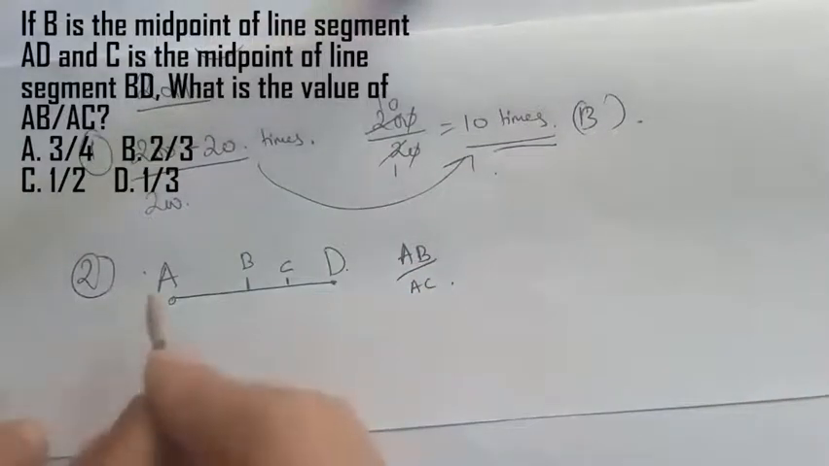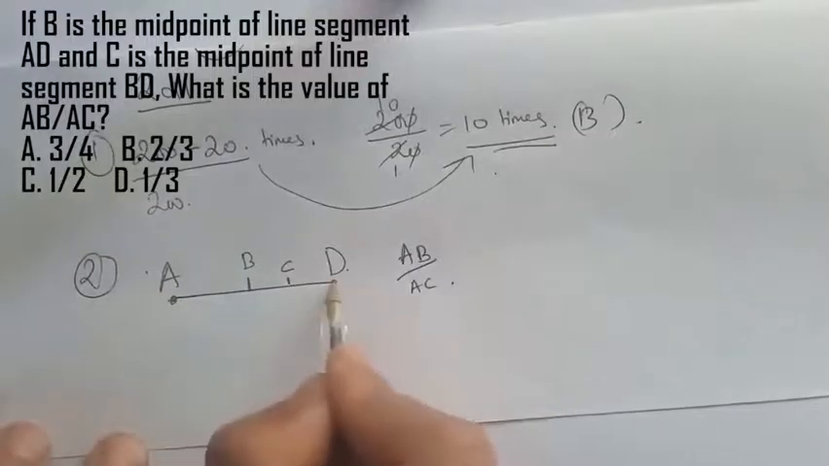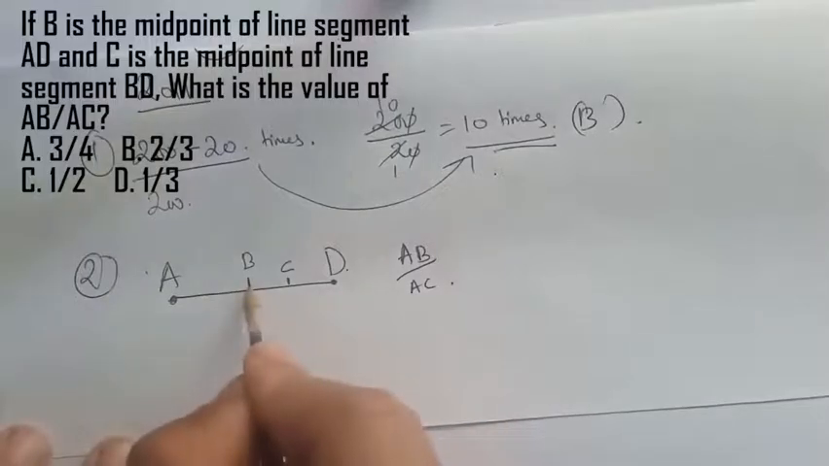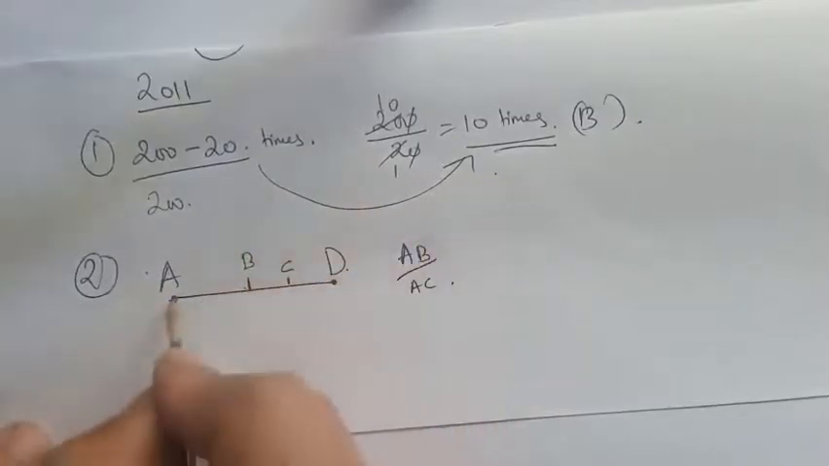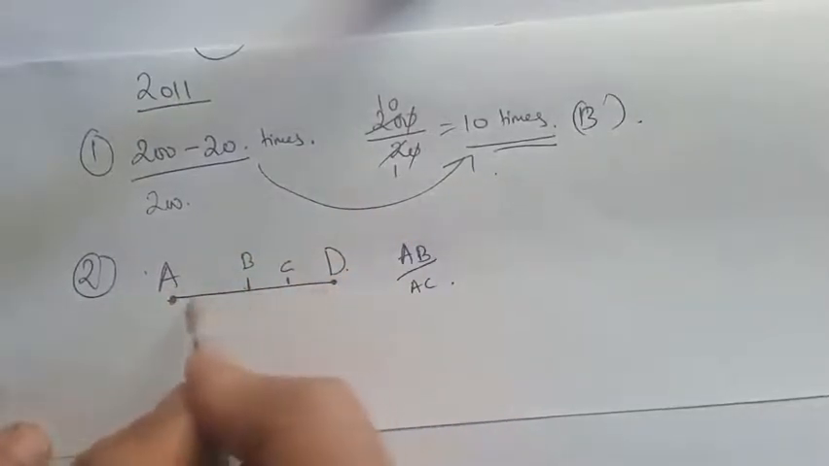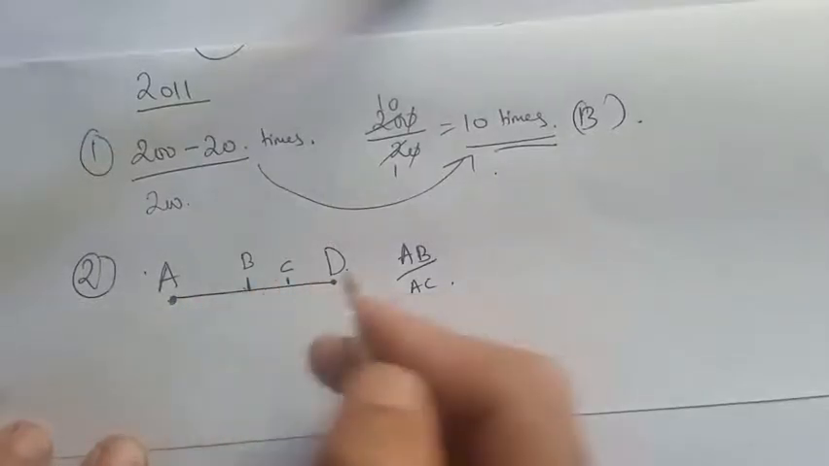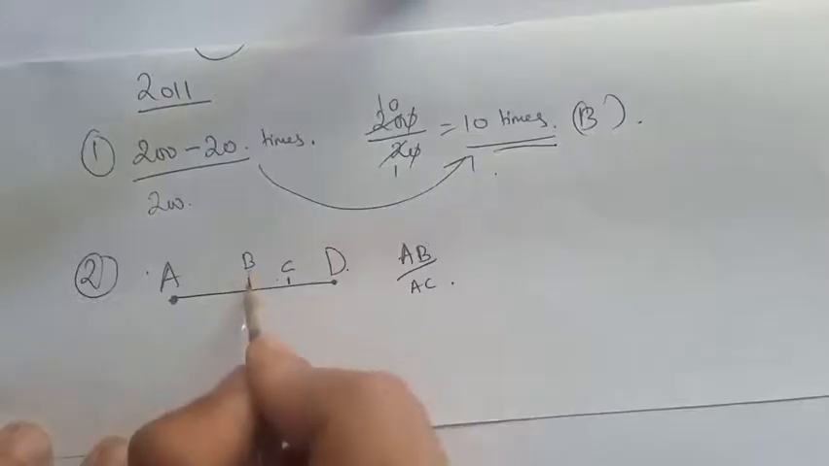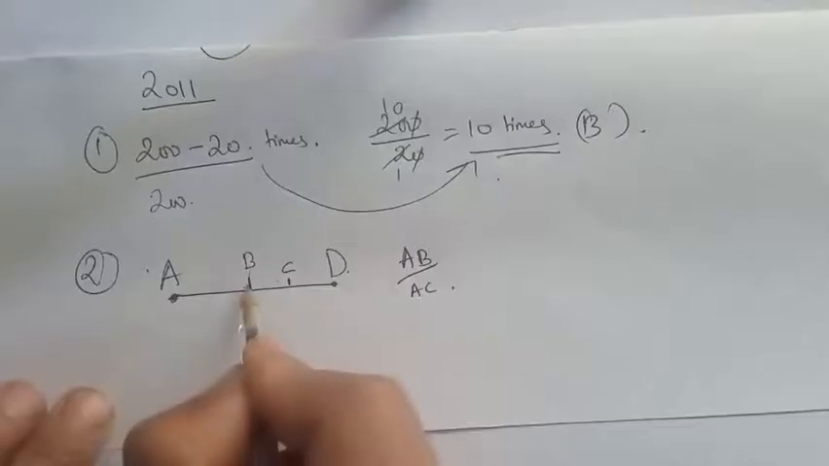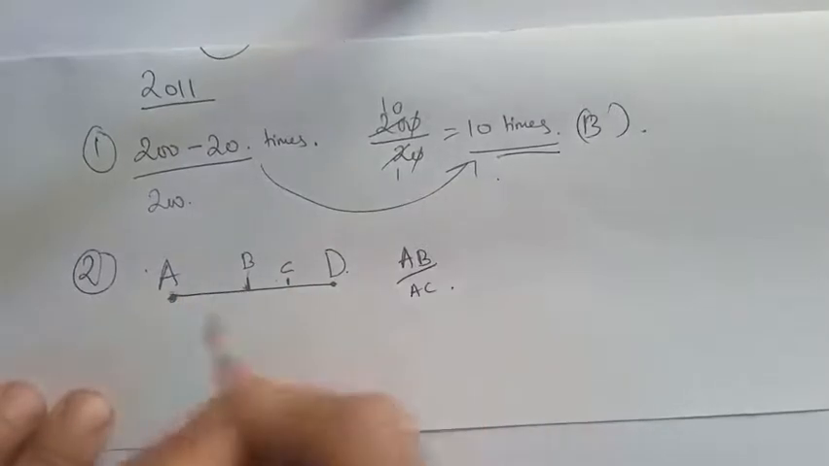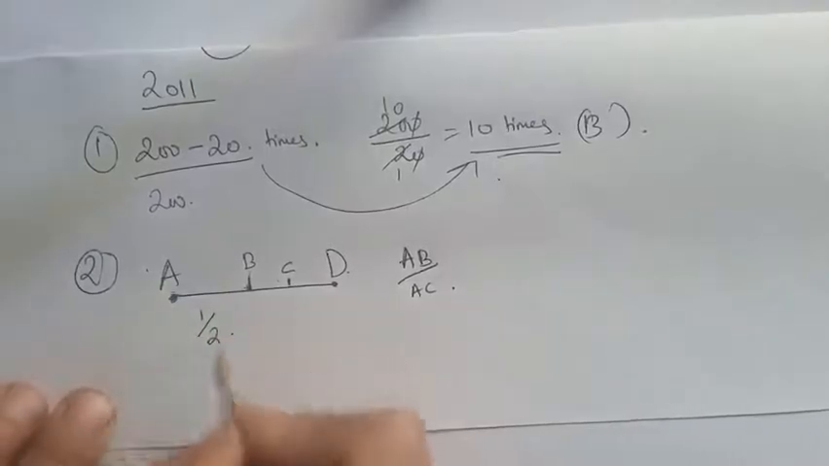So meaning, B is the midpoint, so AB is half of AD. AD is 1, 2, and B divides it in half. So A to B is 1 by 2. So this is AB is 1 by 2.